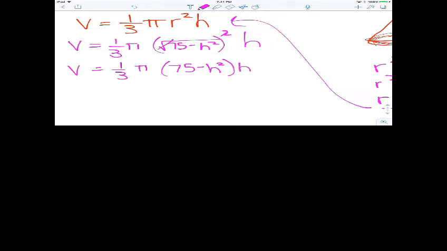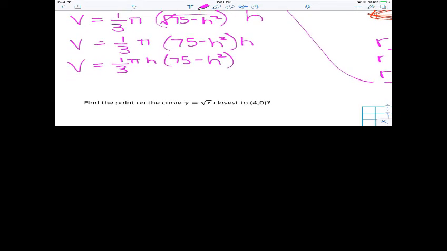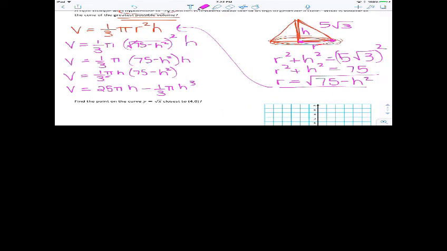Now again, here, I think it would make your life easier to do some simplifying. So, okay, let's think about this. This is really 1/3 pi h times 75 minus h squared. And then what we can do is distribute this out. So 1/3 times 75 is 25 pi h minus 1/3 pi h cubed. And now again, you could do the same thing, take a derivative, set it equal to 0, and find, now we're looking for the maximum. So on your sign chart, you're looking for where you go from positive to negative.